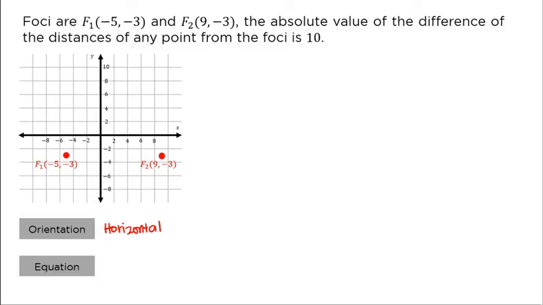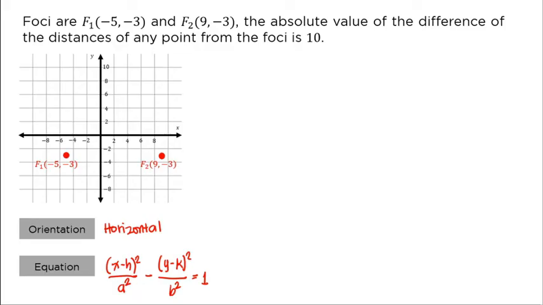And since it is horizontal, the form of the equation will be (x minus h) squared over a squared minus (y minus k) squared over b squared equal to 1. And from that, we need the values of h, k, a, and b. Okay, now take note, (h, k) is just the center of the hyperbola.